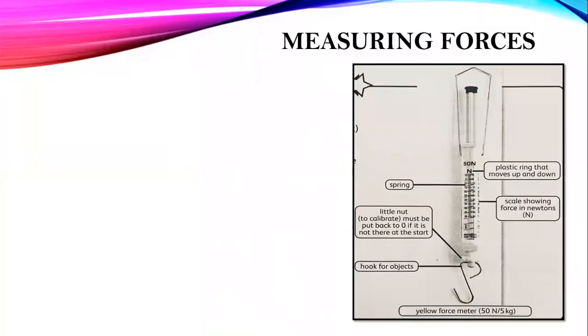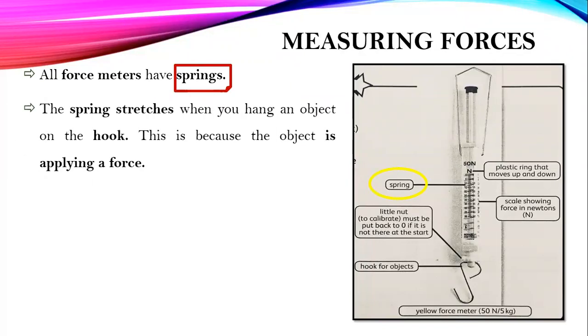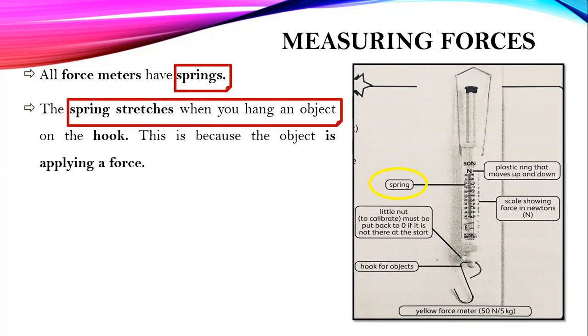What's a force meter? Let's find out together. What are the components of a force meter? How is it going to measure the force, how is it going to measure the weight? All force meters have something called the spring. The spring stretches when you hang an object on the hook. Did you see the hook in the picture? Yes, at the bottom of the picture, the circled one, this is the hook.